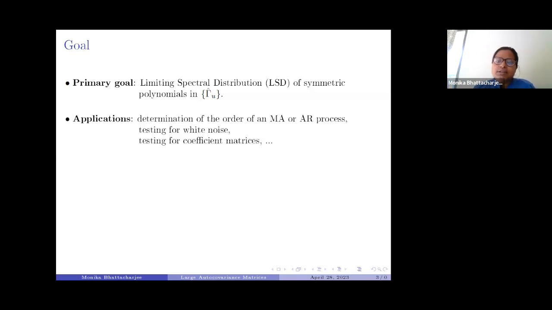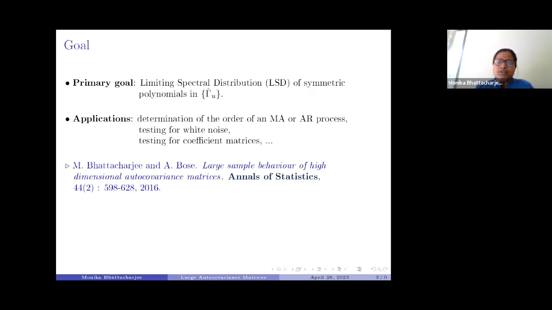And why am I interested in this kind of problem? Because that will help us in many statistical applications, like determining the unknown order of the moving average and autoregressive process, testing for white noise and testing for coefficient matrices. Due to the interest of time, I will not go through these applications here, but I will give a short view, a graphical idea, of determining the unknown order of the moving average process, so that one can understand why this kind of problem is important in statistics.